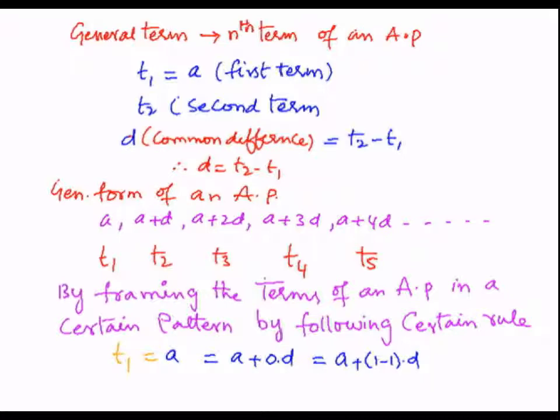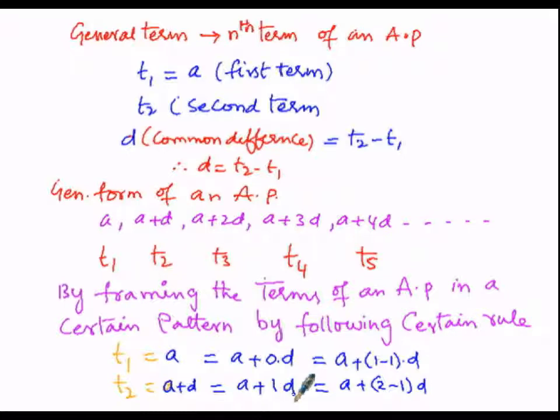Similarly, in order to write the second term, that is A plus D, or in other words A plus 1D, since the coefficient is 1, we can write it as A plus, so here since the order is 2, from 2 when we subtract 1, we get 2 minus 1 as 1D.